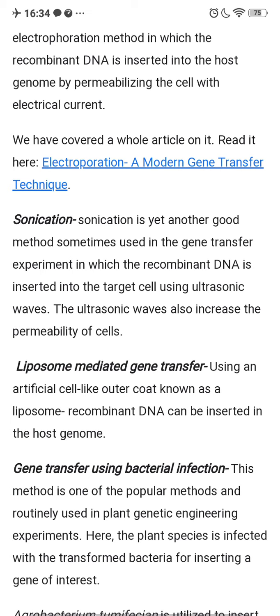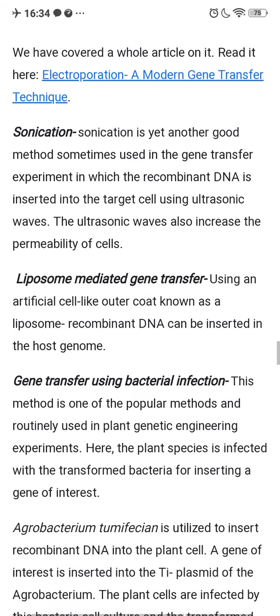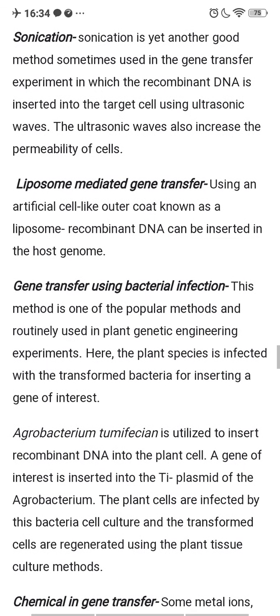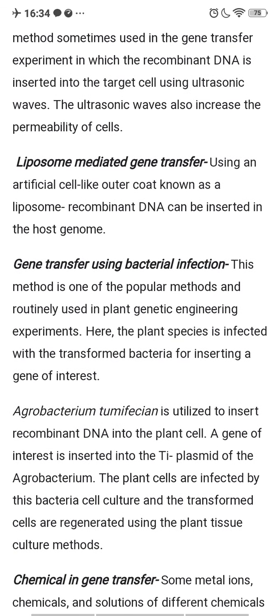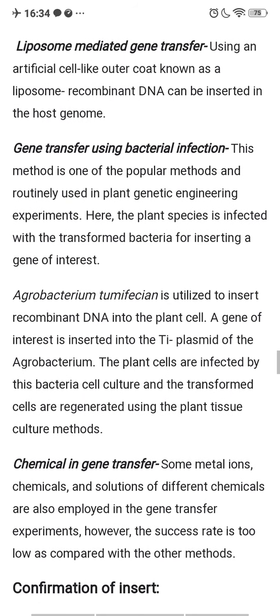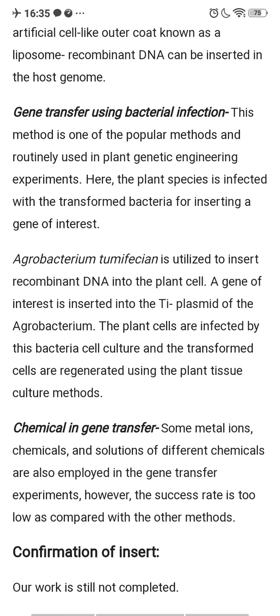Gene transfer using bacterial infection. This method is one of the popular methods and routinely used in plant genetic engineering experiments. Here, the plant species is infected with transformed bacteria for inserting a gene of interest. Agrobacterium tumefaciens is utilized to insert recombinant DNA into the plant cell. A gene of interest is inserted into it.